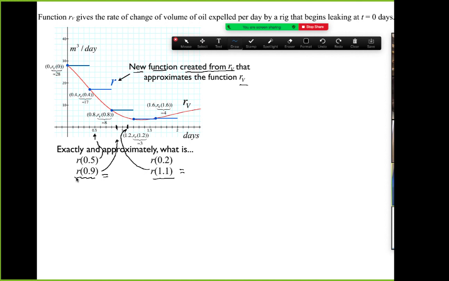And so I'm then asking, what is R of 0.9? So then the approximate would be the RV of 0.8, right? Okay, so she wants RV of 0.8, which is R of 0.9. So that's an exact value for this approximate rate. Do you agree with that? The rest of you agree with that? Okay, what about R of 1.1? Donna, what's an exact expression for the approximate rate R of 1.1?